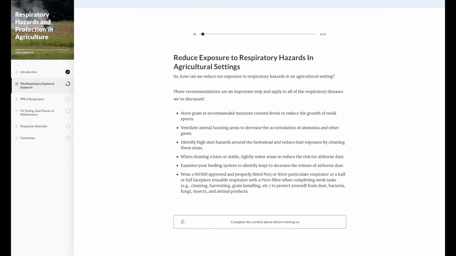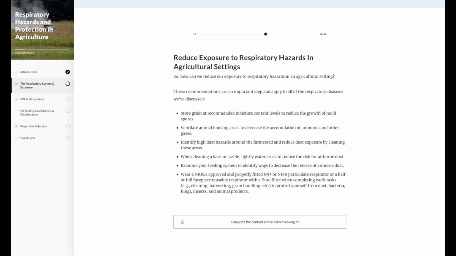So, how can we reduce our exposure to respiratory hazards in an agricultural setting? These recommendations are an important step and apply to all of the respiratory diseases we've discussed. Store grain at recommended moisture content levels to reduce the growth of mold spores. Ventilate animal housing areas to decrease the accumulation of ammonia and other gases. Identify high dust hazards around the farmstead and reduce dust exposure by cleaning these areas. When cleaning a barn or stable, lightly water areas to reduce the risk for airborne dust.